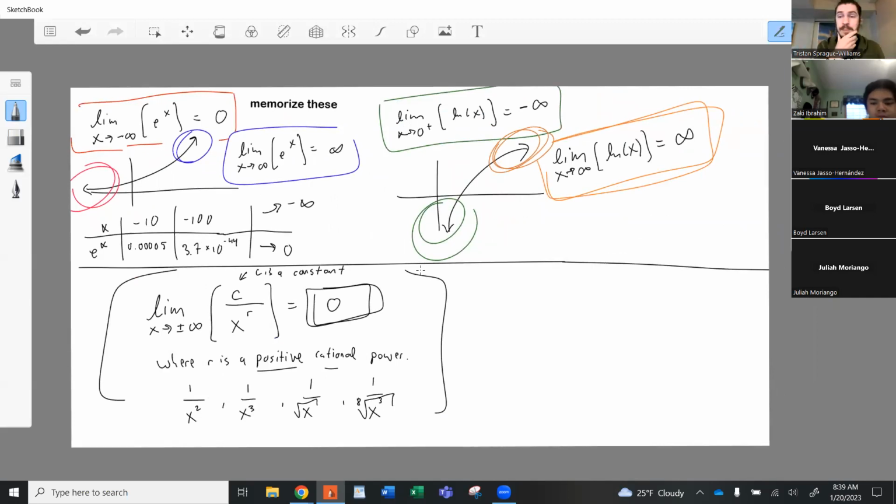Another one we can memorize. So now let's look at some examples where we're going to use these ideas.